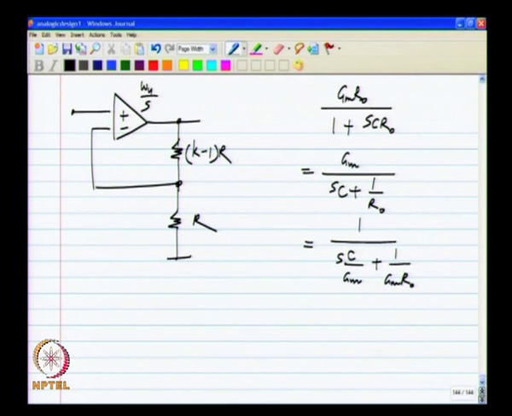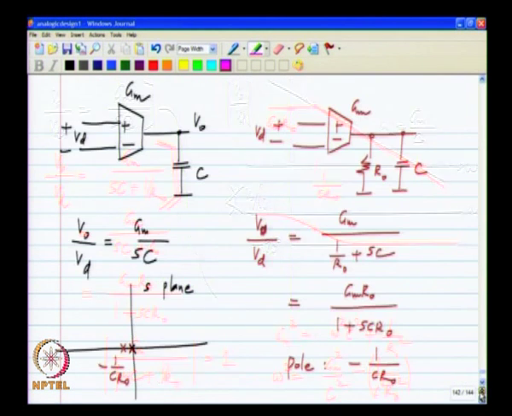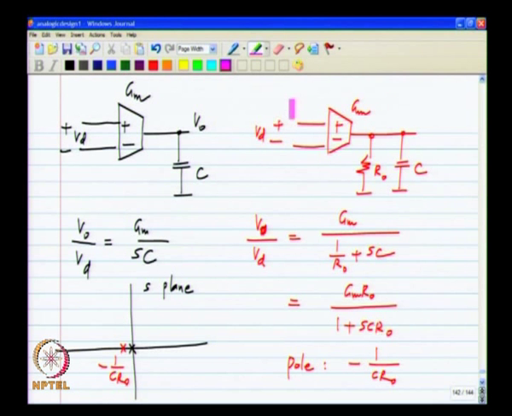So, I will denote Gm R naught by a quantity A naught, and this A naught is the DC gain of the op amp. As you can see, if I apply a DC increment Vd, the output DC will be equal to Gm times R naught times Vd. So, the DC gain is Gm R naught.